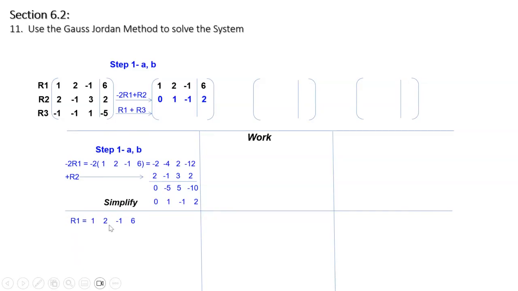Now we're going to add row 1 plus row 3. We add them, it's going to give us 0, 1, 0, 1. That's my new row 3.